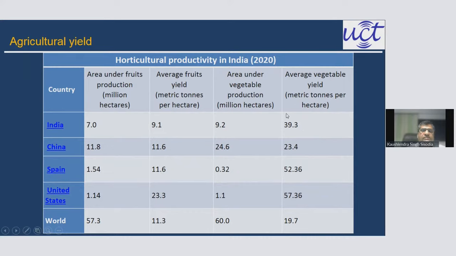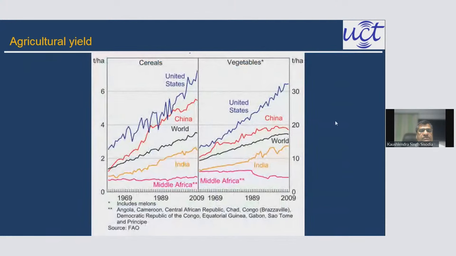The reason for the low yield is that people in India are still lagging in leveraging the latest technology. So that is the reason that we have lower yield compared to other developed countries. And this is another way of seeing the graph, the yield, from 1969 to 2009. We can see the United States, if we talk about cereals and the vegetable, two graphs we have taken.